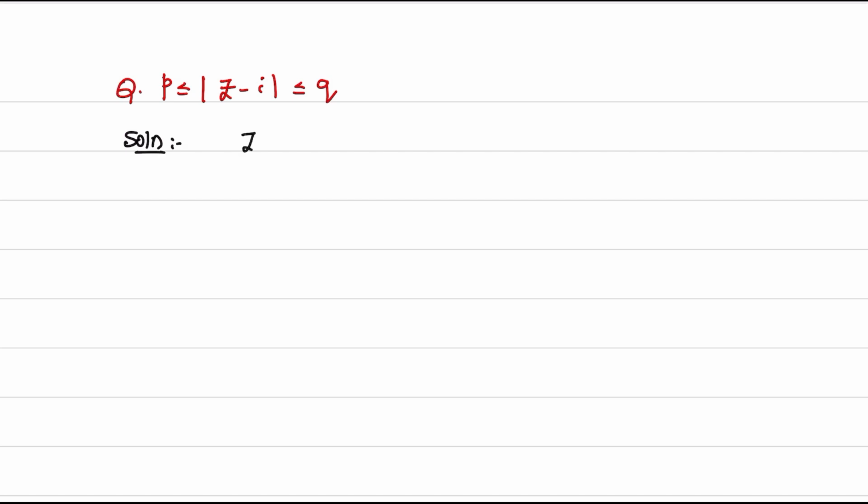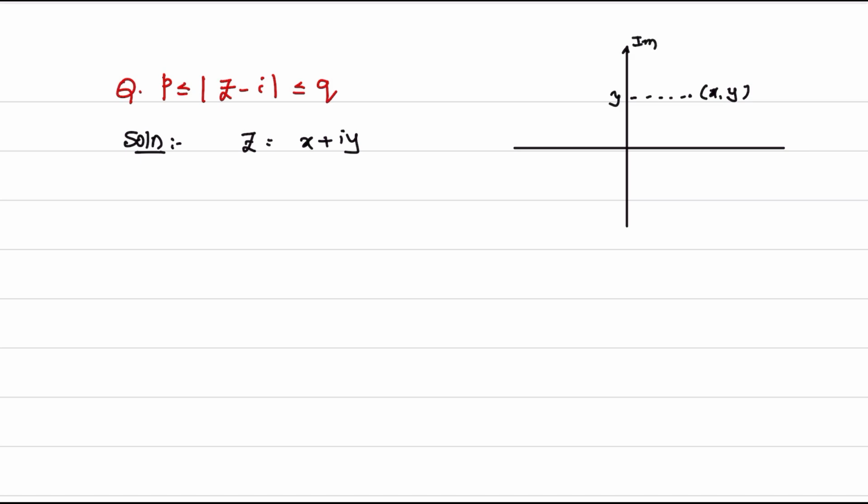The concept. What is z? Z is equal to x plus iy. Z is a complex number in a complex plane. This is y, the imaginary number, and this is x, a real number. This is the point x, y. Z is equal to x plus iy.